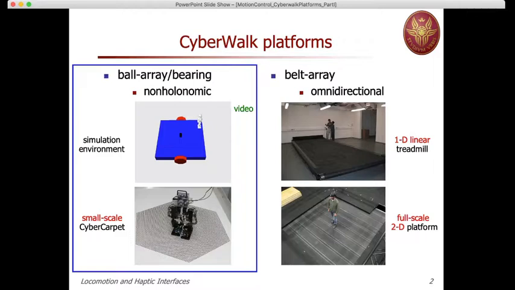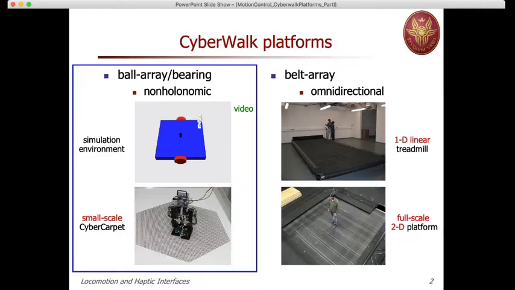But it's interesting because it can be considered as a non-holonomic mobile platform with some nice association with what you may know about the kinematics and the control of wheeled mobile robots. The other one is the two-dimensional belt array made up of treadmills mounted on a chain, and you can see on the right the one-dimensional treadmill that we used for tuning the control law, and below the final full-scale platform, which at the time of this project was the largest locomotion platform built in the world.